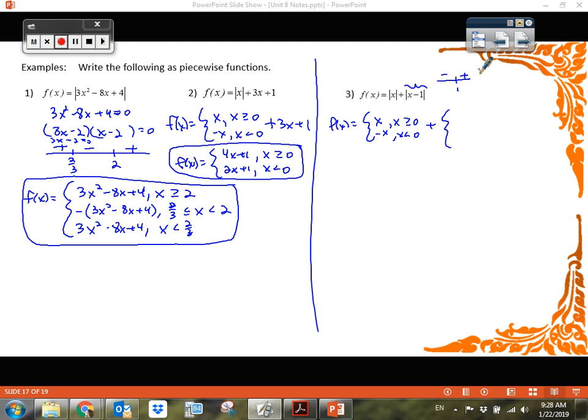Okay, so let's write this piecewise. We start with the biggest part because that's how the definition does. We just follow that logic. So we've got x minus 1 when x is greater than or equal to 1, and opposite of x minus 1 when x is less than 1.